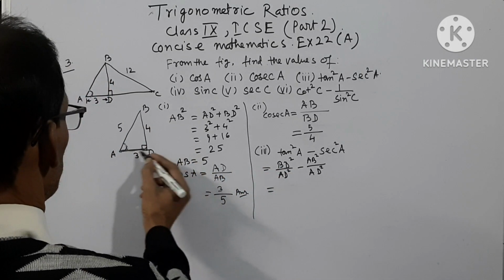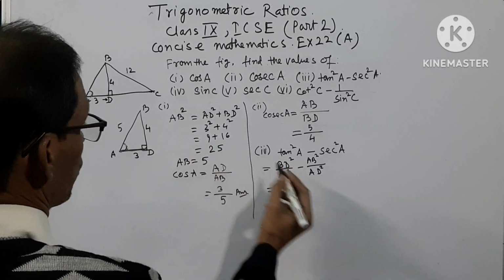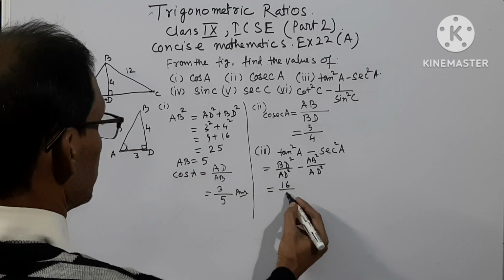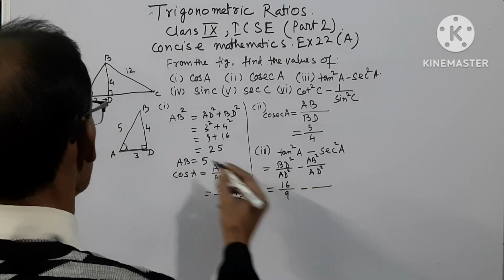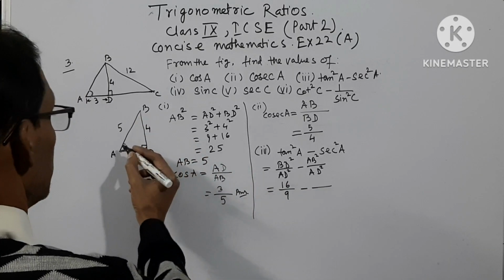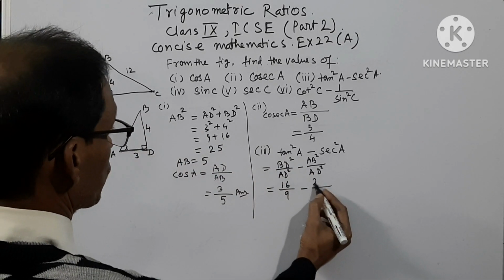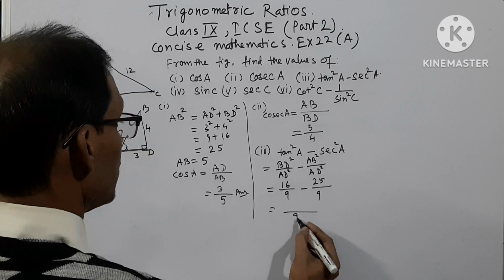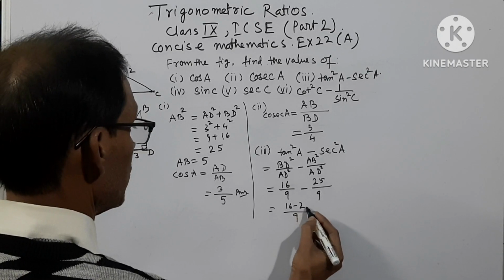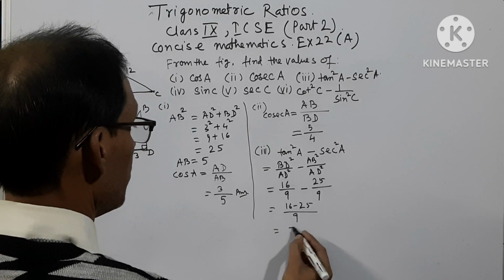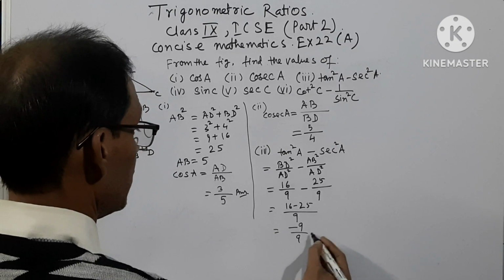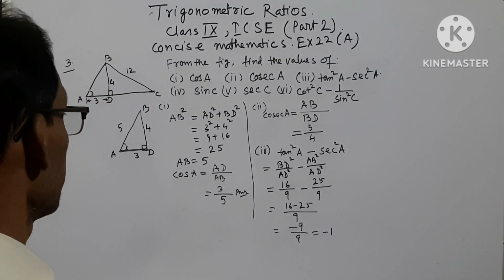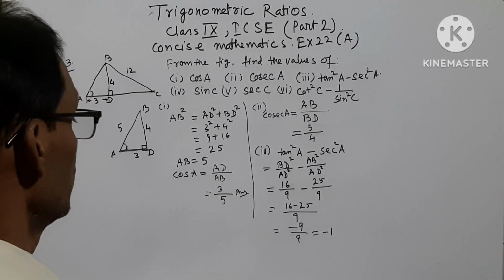BD is 4, that means 4 square is 16, and AD is 3, so AD square is 9, AB is 5, so AB square is 25, and 9. So 16 minus 25 over 9, which gives minus 9 upon 9, equal to minus 1. So tan square A minus sec square A, here we found minus 1.